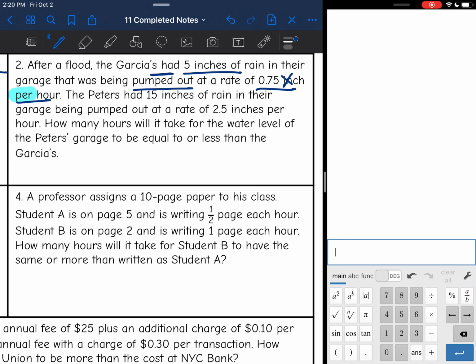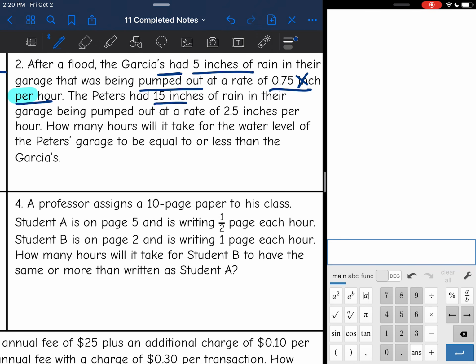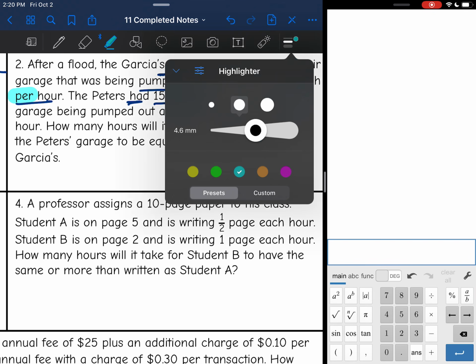Okay, then the Peters had 15 inches of rain in their garage being pumped out, so again, taking away, subtracting, at a rate of 2.5 inches per hour. So there's that keyword per.